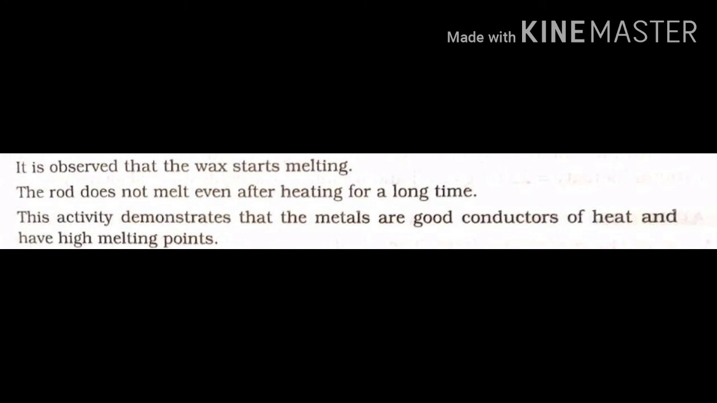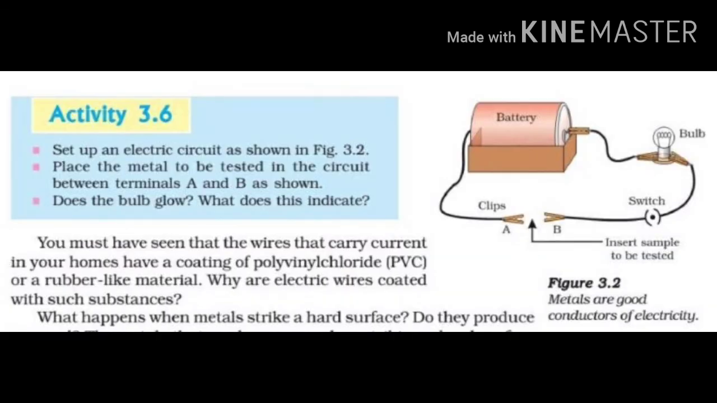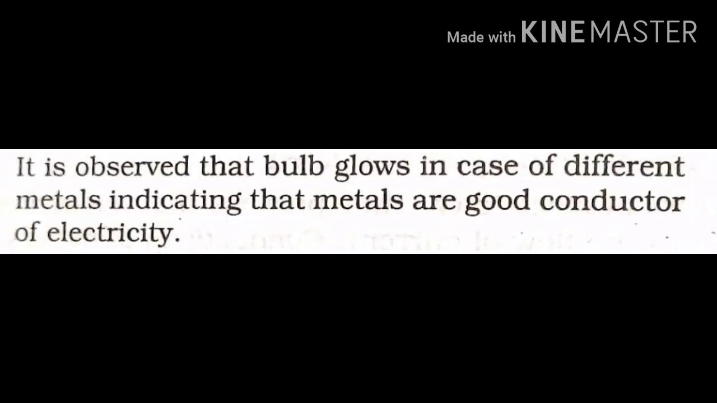It is observed that the wax starts melting. The rod does not melt even after heating for a long time. This activity demonstrates that the metals are good conductors of heat and have high melting points. Activity 3.6. Set up an electric circuit as shown in the figure. Place the metal to be tested in the circuit between terminals A and B as shown. Does the bulb glow? What does this indicate? It is observed that the bulb glows in case of different metals, indicating that metals are good conductors of electricity.